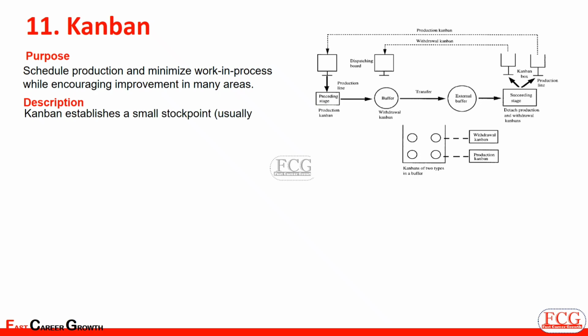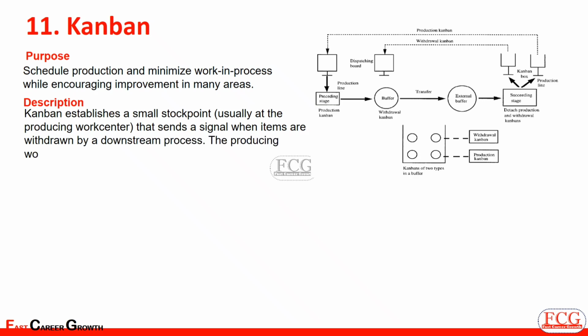Kanban establishes a small stock point, usually at the producing work center, that sends a signal when items are withdrawn by a downstream process. The producing work center simply replaces the items removed.